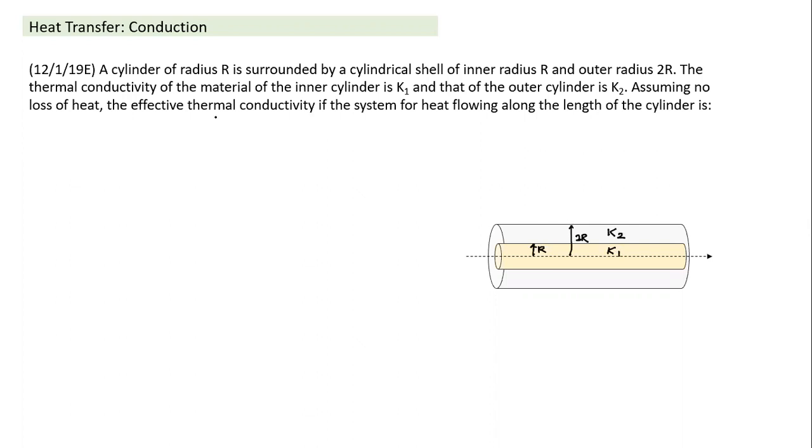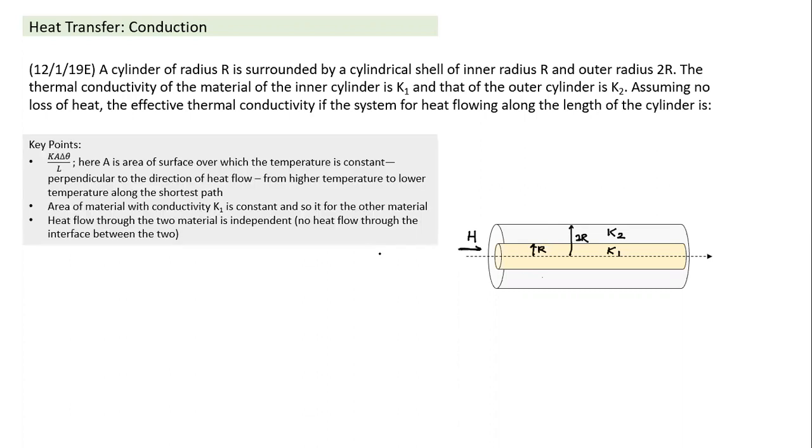Assuming no loss of heat, what is the effective thermal conductivity of the system if heat is flowing along the length of the cylinder? Which direction is the heat flow? Heat is flowing in this direction. If heat is flowing in this direction, what is the effective thermal conductivity? This kind of question we have done with resistances in so many cases, so I think we should be able to solve it.